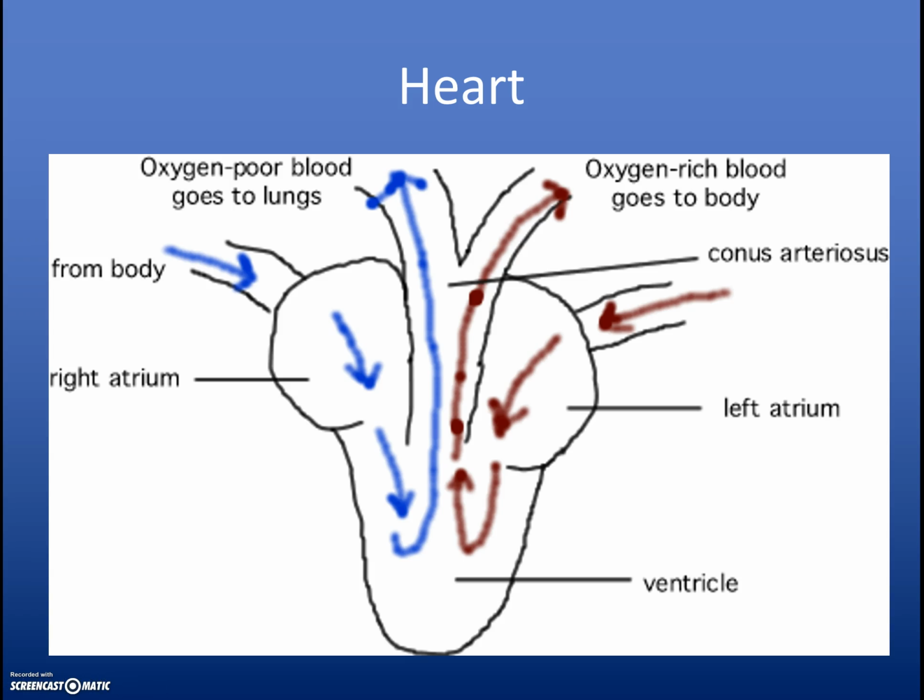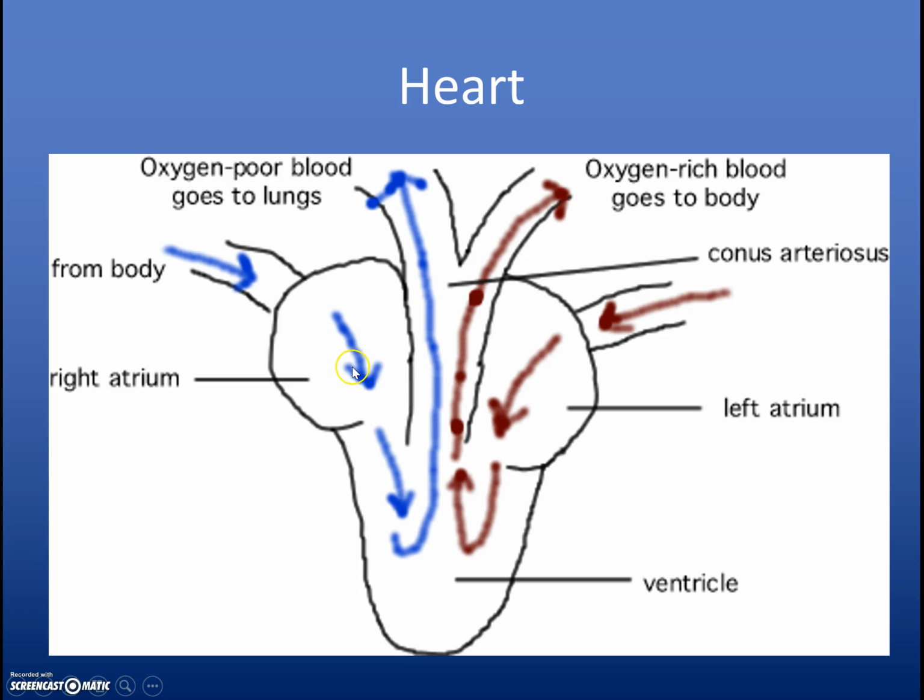Now, blood enters both atria of the heart. So you have blood coming into the left atrium and blood coming into the right atrium. Oxygen-poor blood enters the right side of the heart, while oxygen-rich blood enters the left side. Now, between the two atria, there is a septum to help keep blood from mixing while they're in the atria.